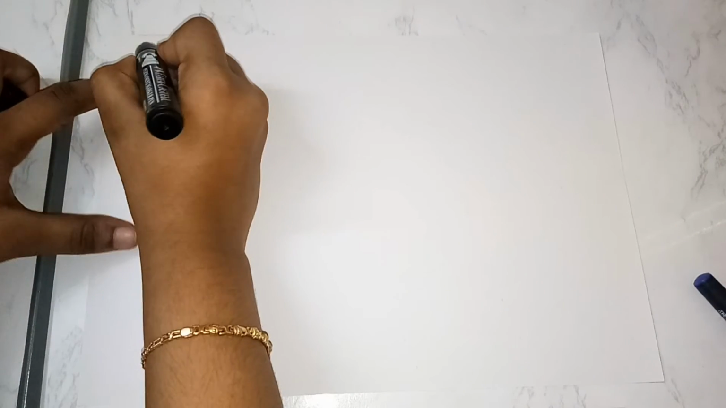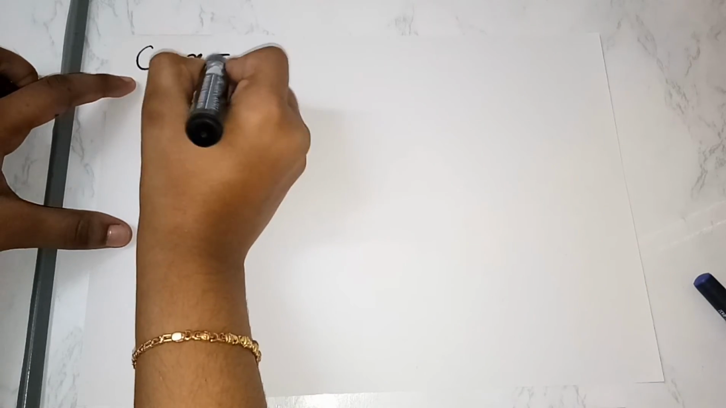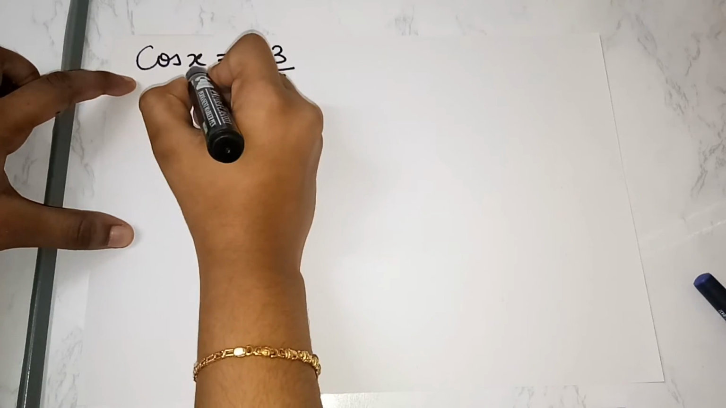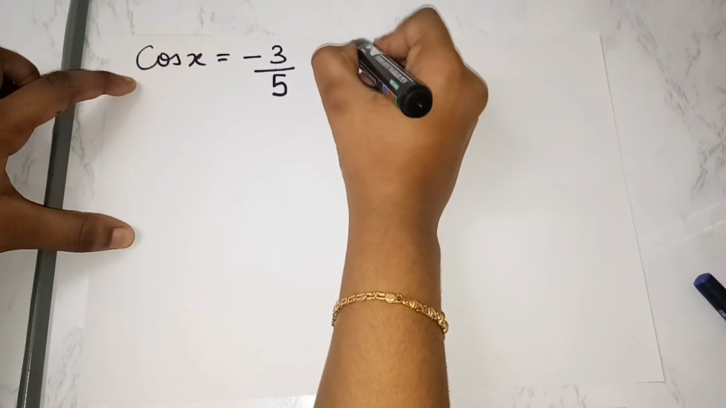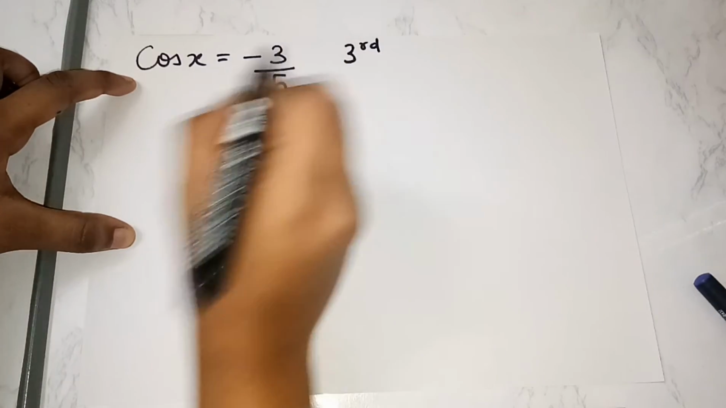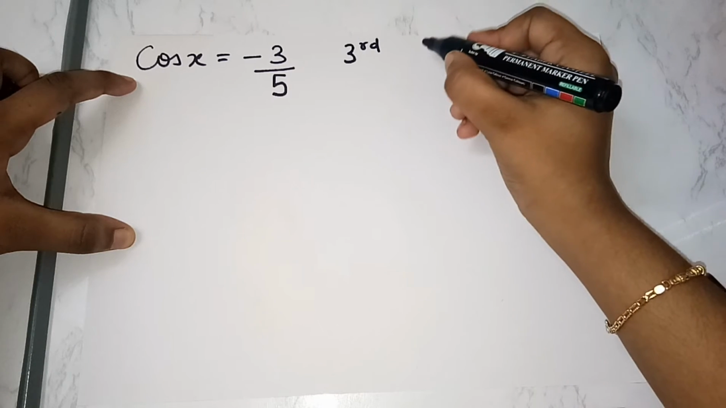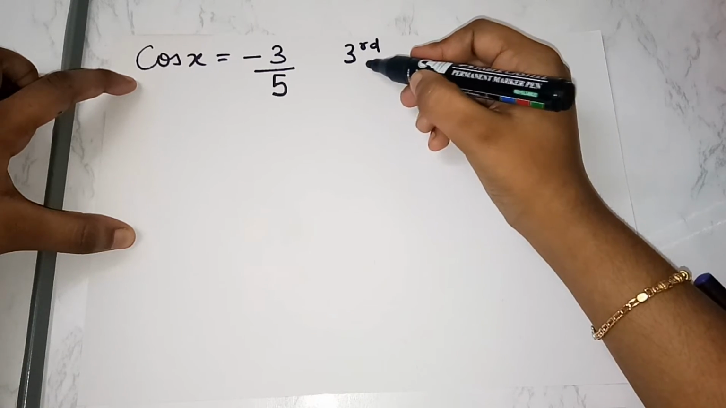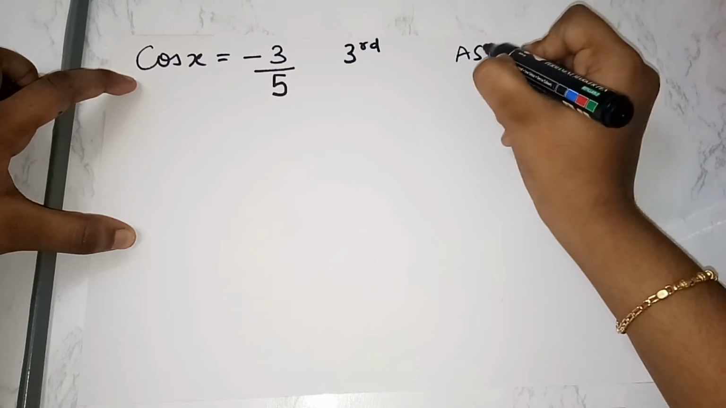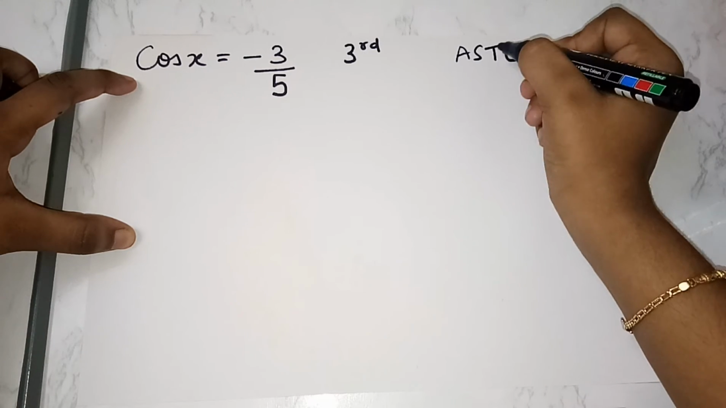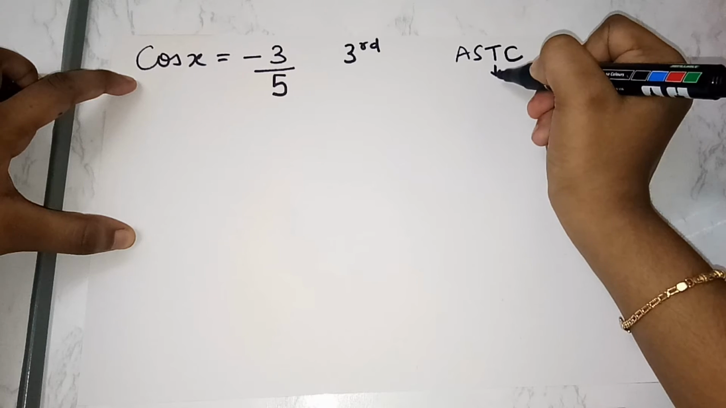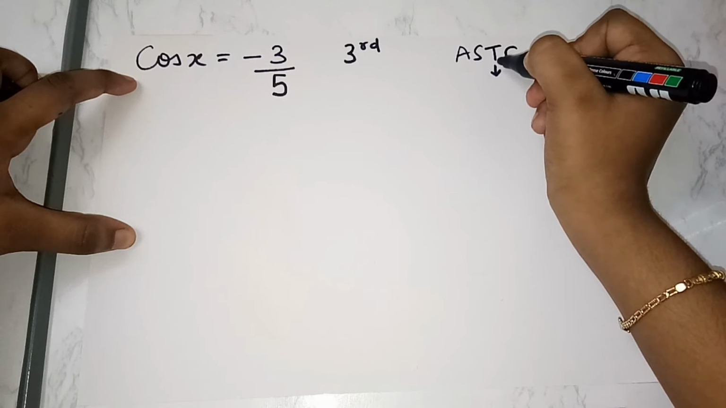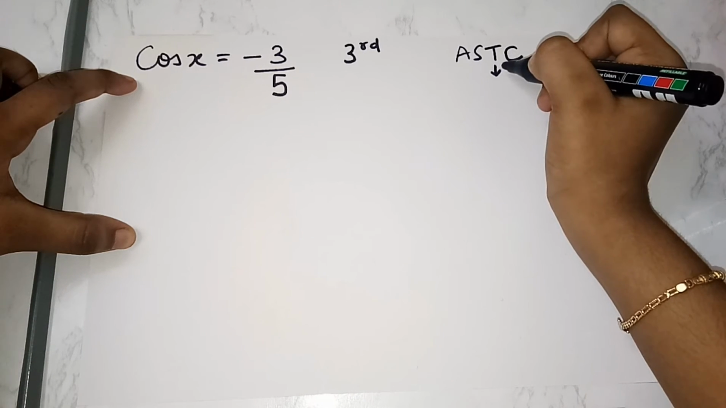So the question says cos x is equal to minus 3 by 5, and it tells that x lies in the third quadrant. Given these two data, it's asking us to find the values of all the other 5 trigonometric functions. Now, according to the ASTC rule, we know that this stands for the third quadrant, and in the third quadrant only tan and cot are going to be positive. The rest of the trigonometric functions are going to be negative.